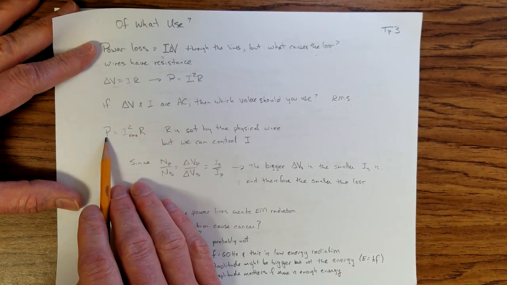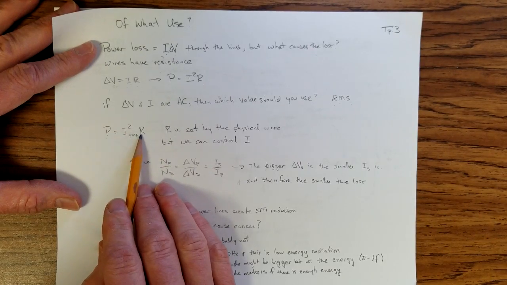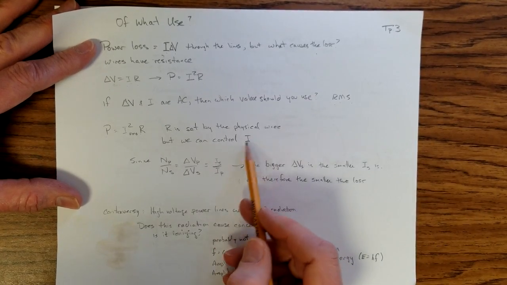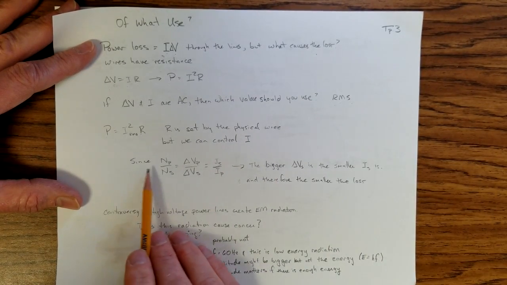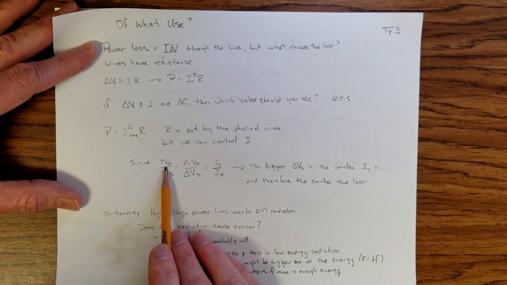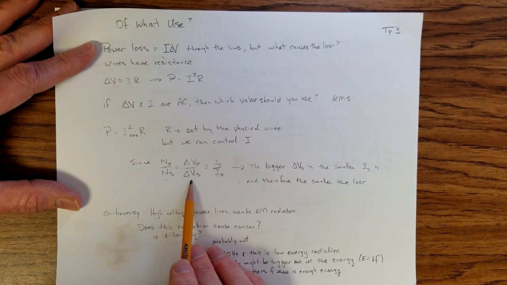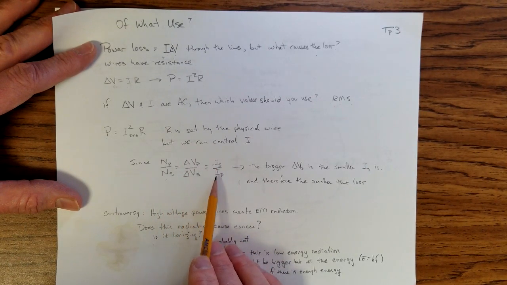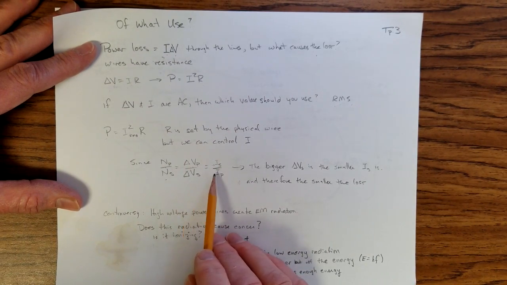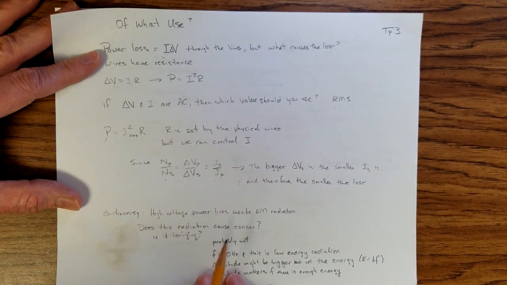So the amount of energy loss is equal to the RMS current squared times the resistance. Now the resistance we can play with, that's based upon the physical nature of the wire, and I address that on the next page. But since we have this relationship as found on the previous page, the number of primary turns over the number of secondary turns is the primary voltage over the secondary voltage, which is the secondary current over the primary current. That means that the bigger my secondary voltage is, the smaller my current is. And if currents get smaller, the power loss is smaller.